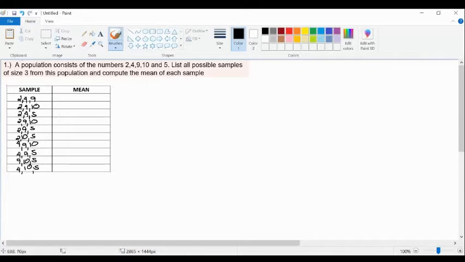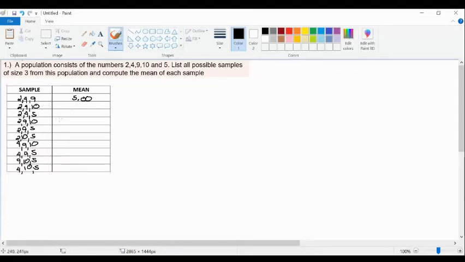How do we find the mean? That is the summation of your sample divided by the total number. So for this, we add 2 plus 4 plus 9. 2 plus 4 is 6, plus 9, that's 15. Divide by 3, so that will be 5.00. Let's use two decimal places. We're going to do that for the rest.